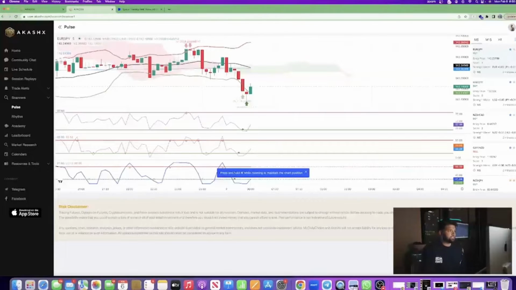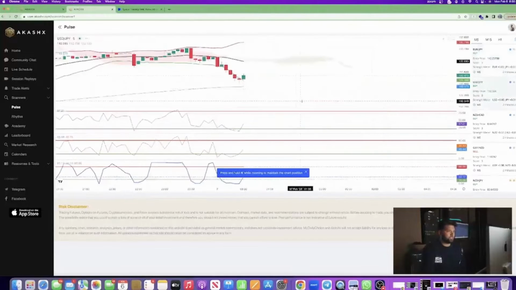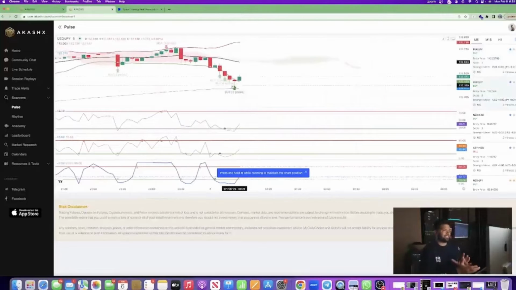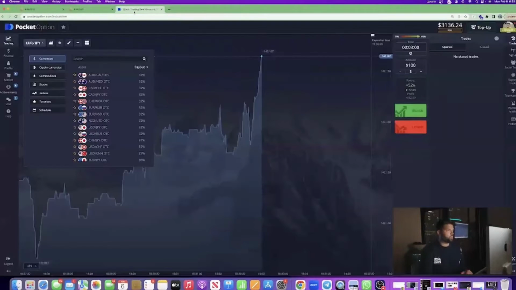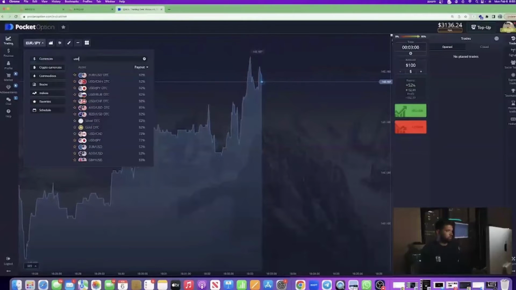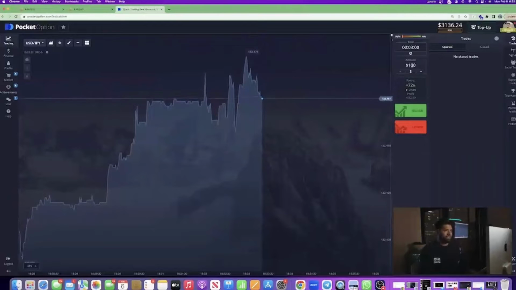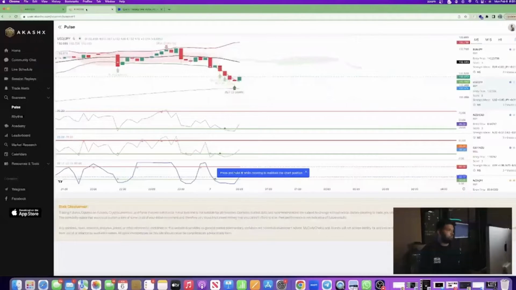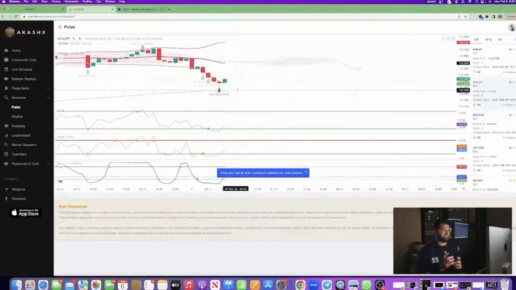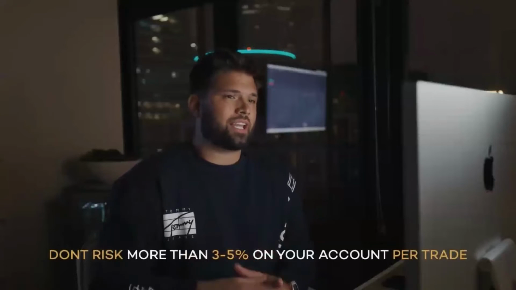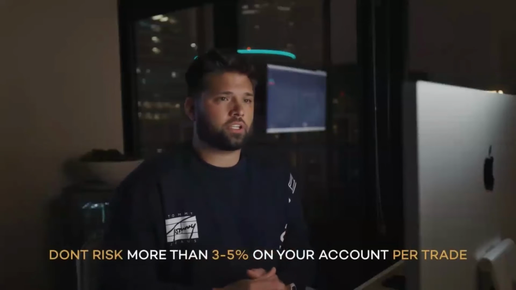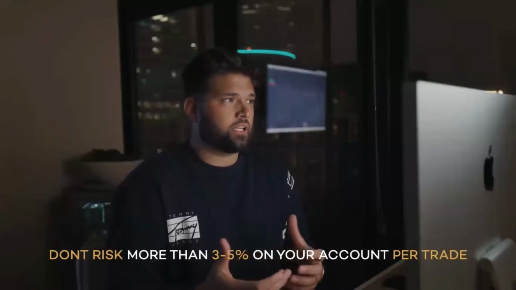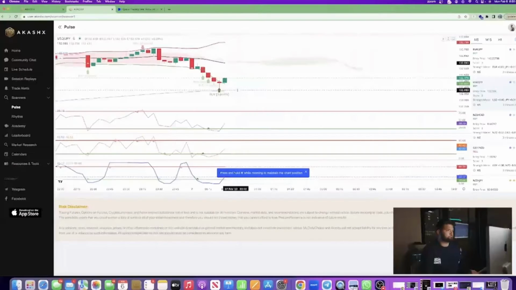Now, let's just say we were looking at USD/JPY, guys, and we wanted to take this buy right here. What we would have wanted to do is make sure we had USD/JPY selected. We would have wanted to have in the amount section the amount of money that we want to risk on this specific setup. My suggestion is don't risk anything more than 3 to 5% of your account per trade, because the goal here is to conservatively grow your account over time.